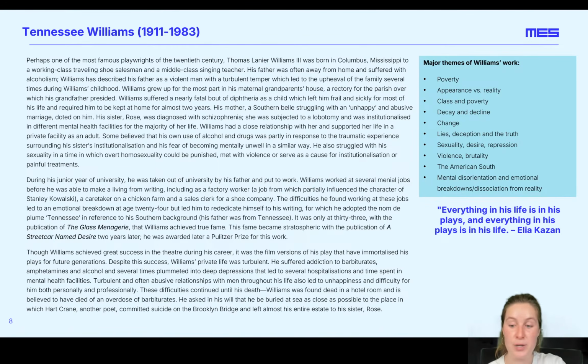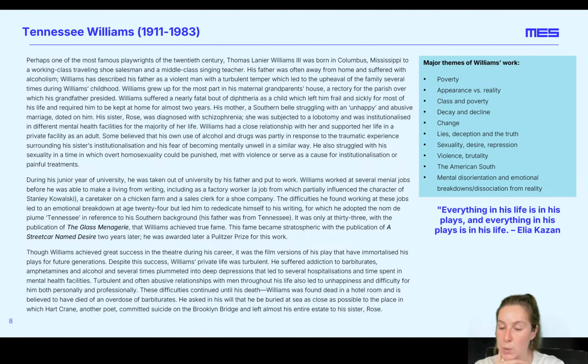Williams had a close relationship with her and supported her life in a private facility as an adult. So when he had earned and achieved fame and success, he paid for his sister's facility so that she was in a private facility rather than a state-funded one. Some believed that his own use of alcohol and drugs was partly in response to the traumatic experience surrounding his sister's institutionalization, which Williams often cited was unfair, unnecessary, unneeded, and his fear of becoming mentally unwell in a similar way.